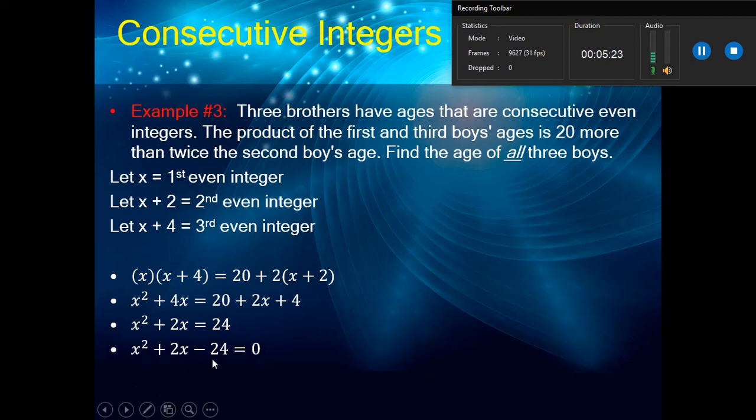So again, I need factors that multiply to negative 24 and add up to 2. And I can use x plus 6 and x minus 4. So I'm going to set each factor equal to 0. So I do have a root at 4 that does meet the criteria. It's an even integer.